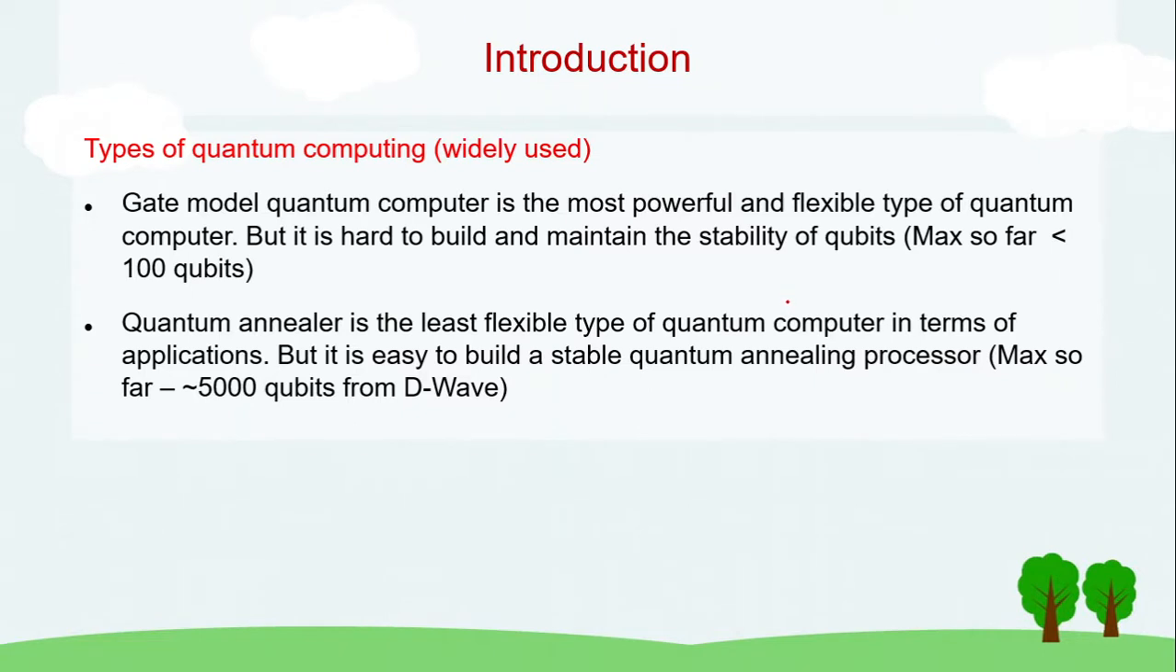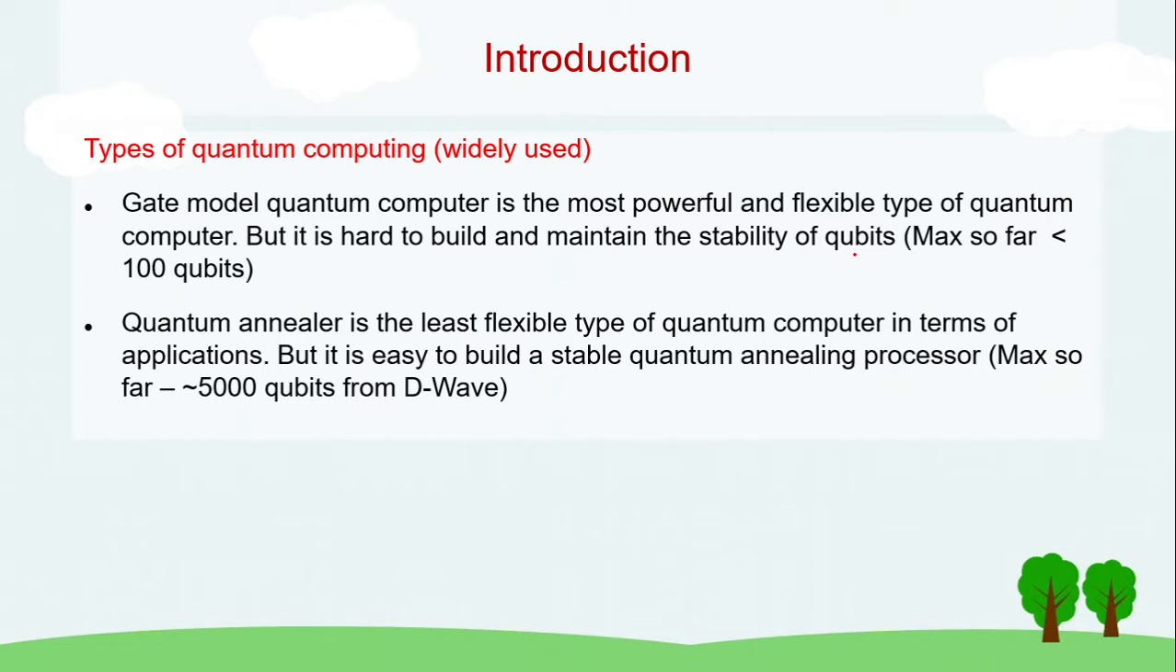In my previous videos, you have learned a lot about quantum computers using gate model quantum computation, right? You would have seen that we take the qubits and manipulate them using gates and then try to get the required solution. So the gate model quantum computer is very powerful and very flexible actually. Any type of algorithm can be solved. But it's hard to build with the current technology available, and it's very difficult to maintain the stability of qubits.